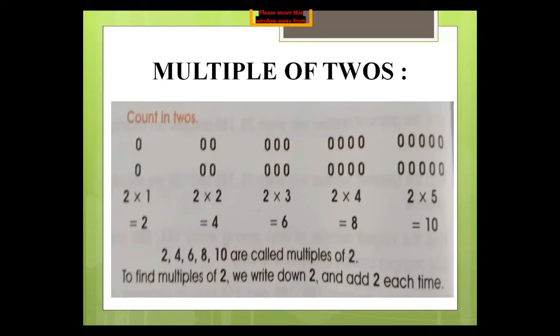Here we just discuss the number 2. So here you see that to find the multiples of 2, we write down 2. The first multiple is 2, and we add 2 each time. If we add 2 to this 2, the answer becomes 4. If we add 2 to this 4, the answer becomes 6. If we add 2 to this 6, the answer becomes 8. If we add 2 to this 8, the answer becomes 10.